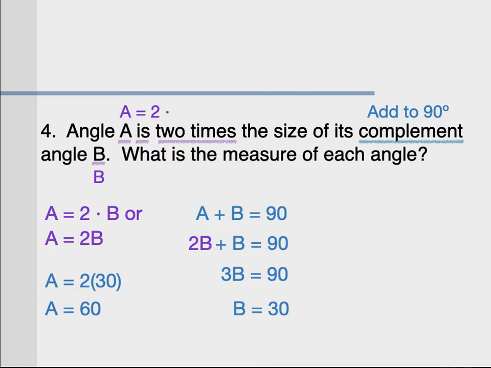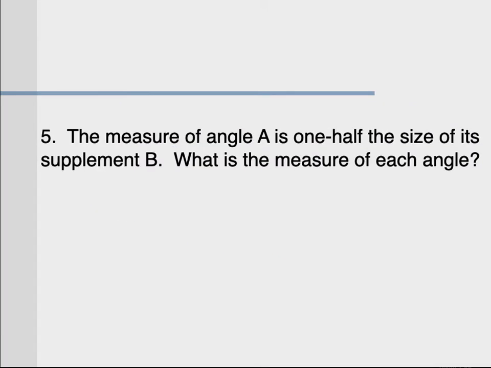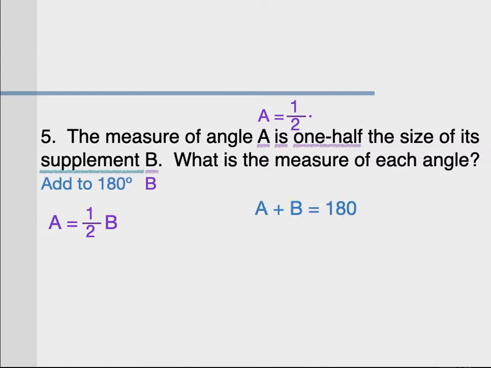Now you're going to practice that technique. See if you could translate this into 2 equations. The measure of angle A is 1/2 the size of its supplement, B. If A is 1/2 of B, A equals 1/2 times B. There's your first equation. And then supplement refers to supplementary, which means that A and B add up to 180.